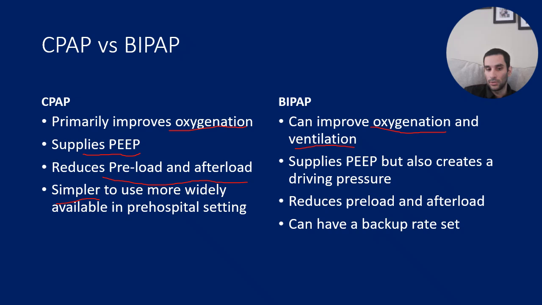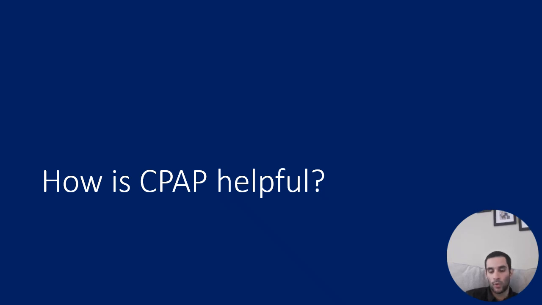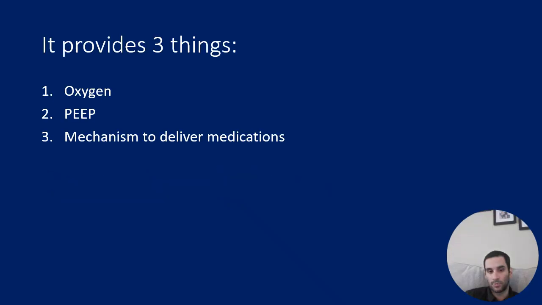CPAP is also easier to use, more available. BiPAP does the same thing, gives you the PEEP, but you also get that driving pressure, which can help clear CO2. It has similar effects on the preload and afterload, and you can set a backup ventilatory rate on it, but the patient still must be spontaneously breathing on their own to use these. Now, why does CPAP help you out? Why is the PEEP good? CPAP puts oxygen in, it gives you PEEP, and also you can run nebs and other things through it. So it is a medication delivery system too.